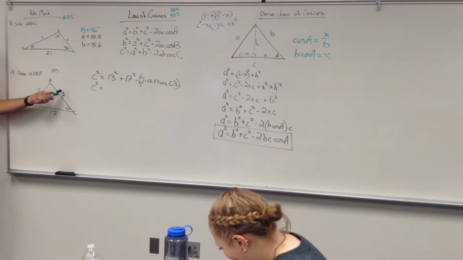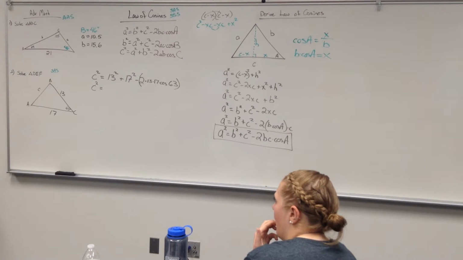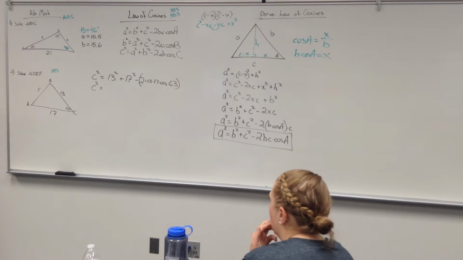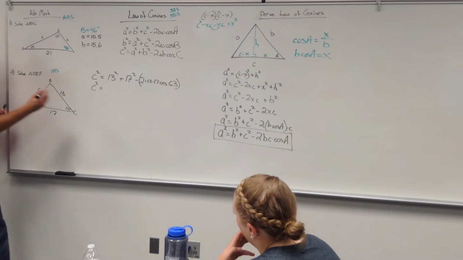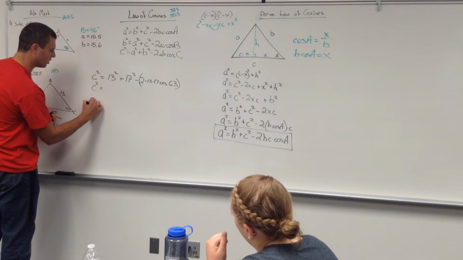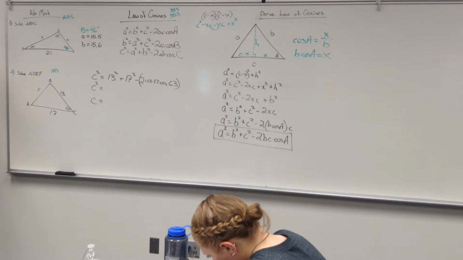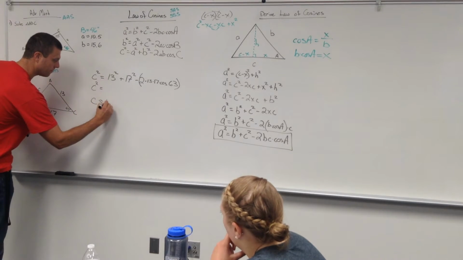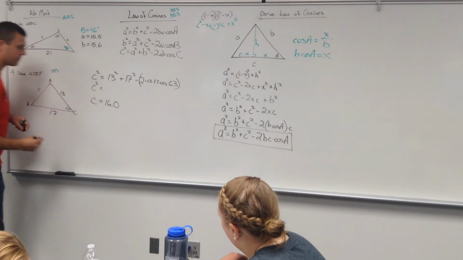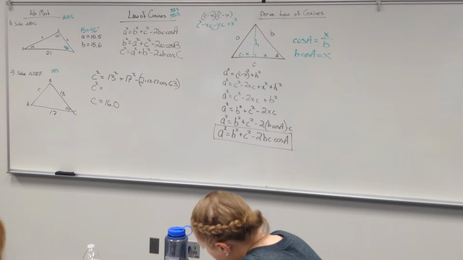I know that's not the answer, because two sides of a triangle must always add up to more than the third. What did he forget to do? Square root. c squared you said was 200 some? Yeah. So then c is about 16.0. Just 16.